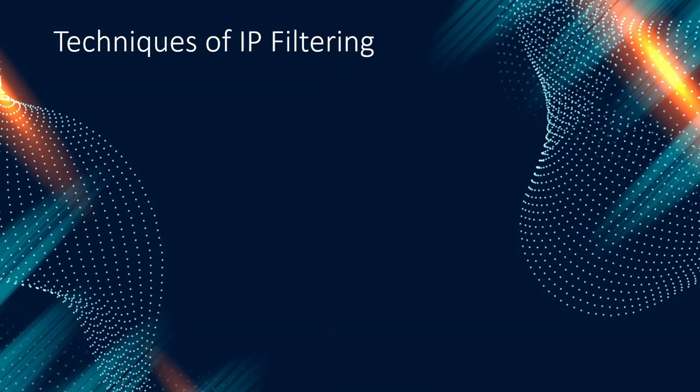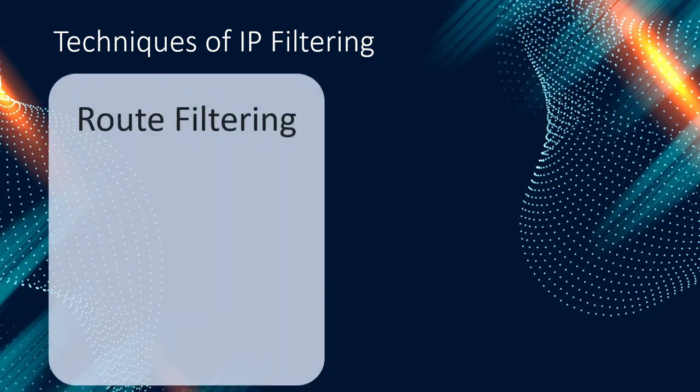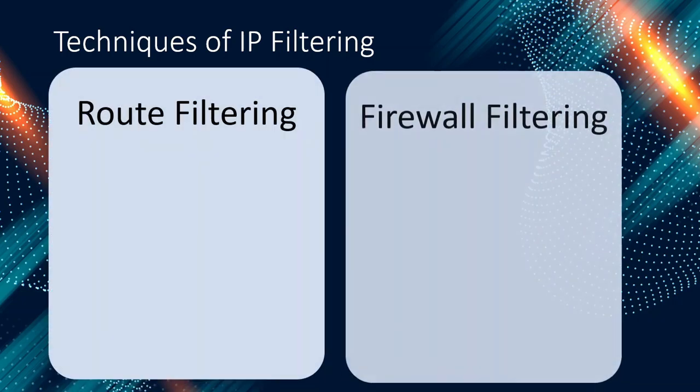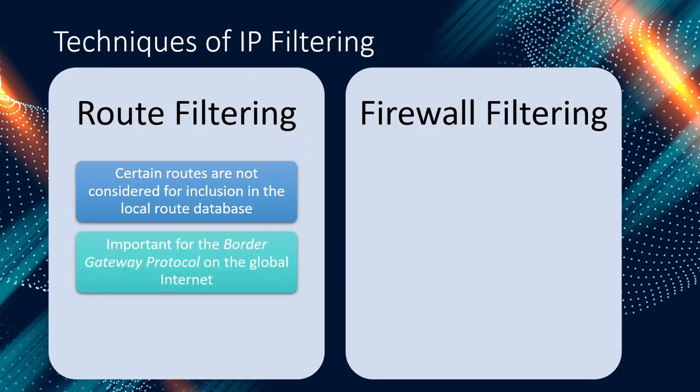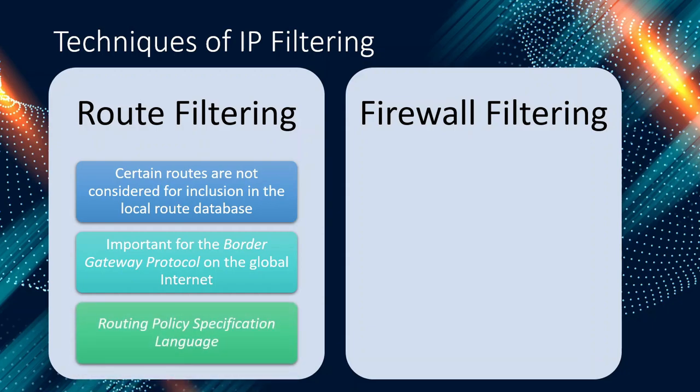Coming up to techniques of IP filtering. IP filtering can be broadly classified into two types. Firstly, route filtering. In this kind of filtering, a few routes are not included in the routing table itself as they are absent. Packets can't take that route anymore. It is used in Border Gateway Protocol. BGP or Border Gateway Protocol is a routing protocol that makes routing decisions based on the paths, the network policies, and the rule set configured by the network administrator. Also, route filtering is written in Routing Policy Specification Language. It is the language commonly used by internet service providers to describe their routing policies.